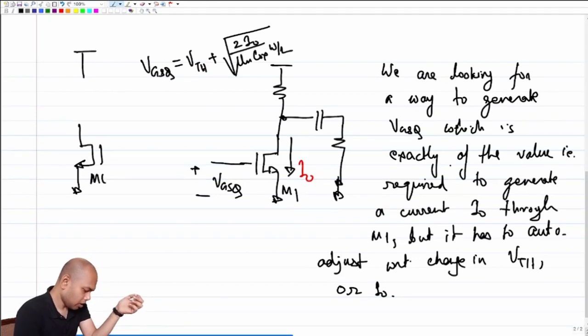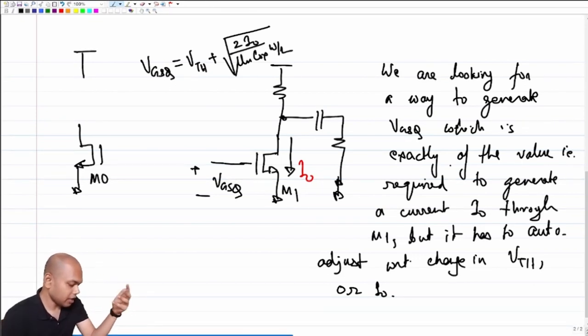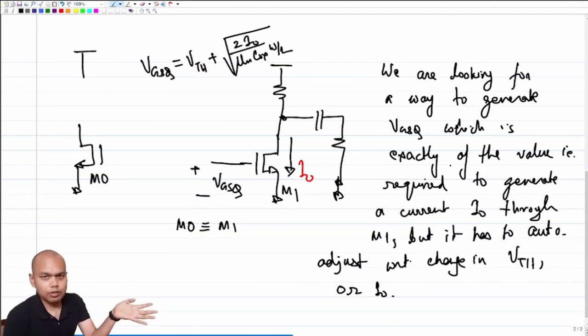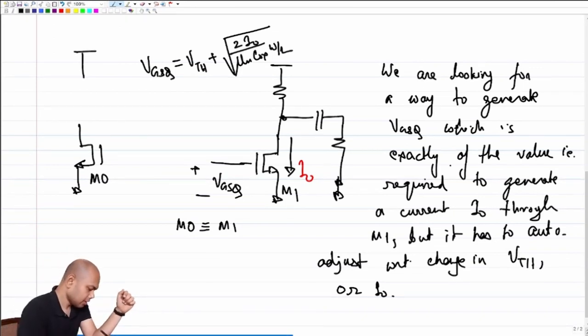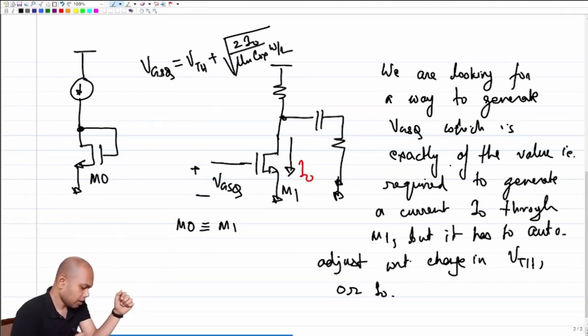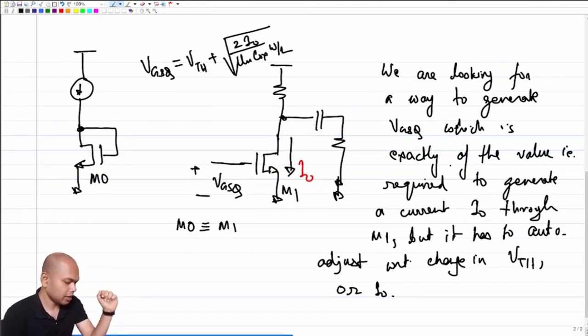And let's say this is M0, and I assume that M0 is exactly equal to M1. They are identical to each other, which essentially means that the threshold voltage of M0 is exactly equal to M1, the mobility of M0 is exactly equal to M1, right? So let's assume that we have such a transistor, and we plug in the current source and connect the drain at the gate.